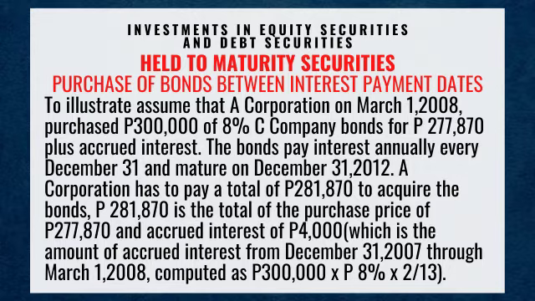A Corporation has to pay a total of 281,870 pesos to acquire the bonds. 281,870 pesos is the total of the purchase price of 277,870 pesos and accrued interest of 4,000 pesos, which is the amount of accrued interest from December 31st, 2007 through March 1st, 2008, computed as 300,000 pesos times 8% times 2 divided by 12.